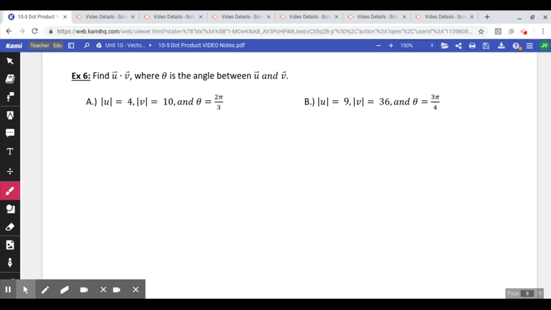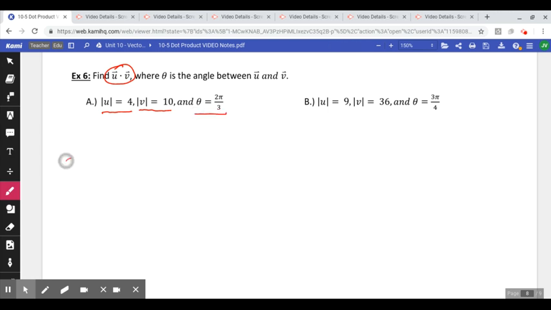In example 6, we want to find the dot product between the two vectors where theta is the angle between vector u and vector v. This is slightly different than the ones we've done in the past. In this case, we have some given information and we want to find that dot product, whatever that dot product is. Here we've got the magnitude of vector u. Here we have the magnitude of vector v, and we also have theta.